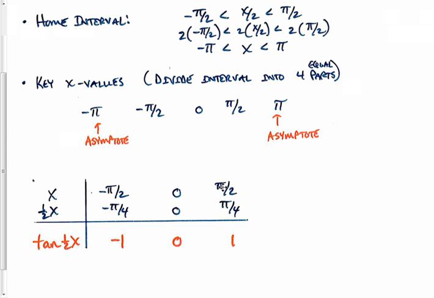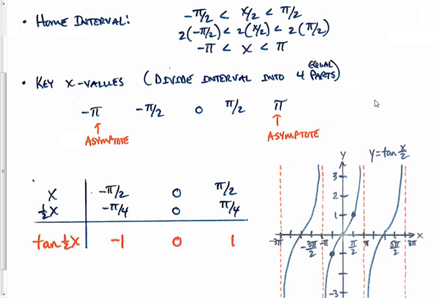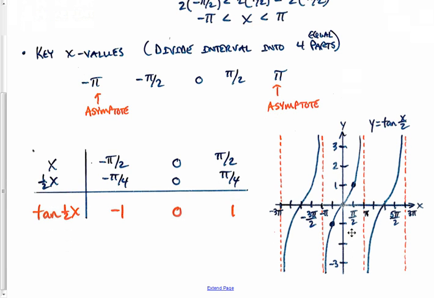And likewise, for x being pi over 2, we're taking the tangent of 1/2 of x, which is pi over 4, and the tangent of pi over 4 is 1. So it's these y values that go along with these x values. Notice what I've done here: I've set up my asymptotes between negative pi and pi. There are my two vertical asymptotes.